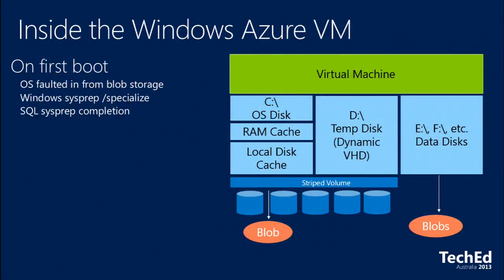Now, when you get the VM and you start it up on the first boot, what they do is they fetch the operating system from the storage. So it's based on a template, and they run the sysprep stage for Windows. So it's the sort of customization of Windows. Then they run the end of the SQL Server sysprep if you've picked a VM that has SQL Server as part of that. And what you'll find when you get it then is a couple of drives.